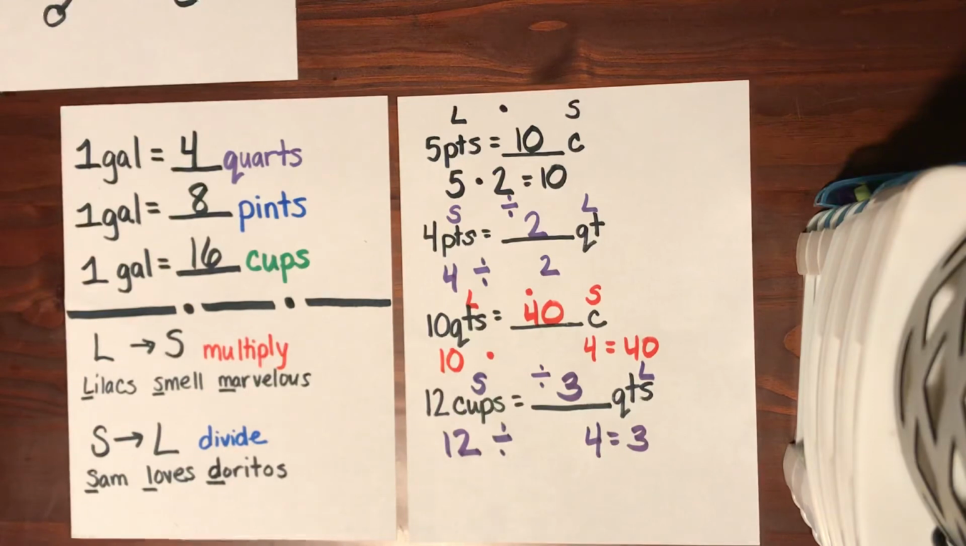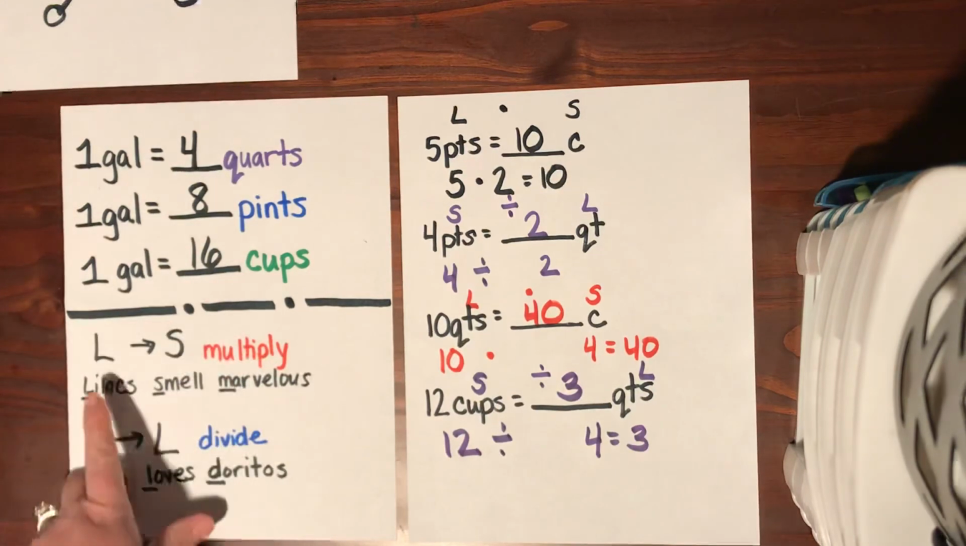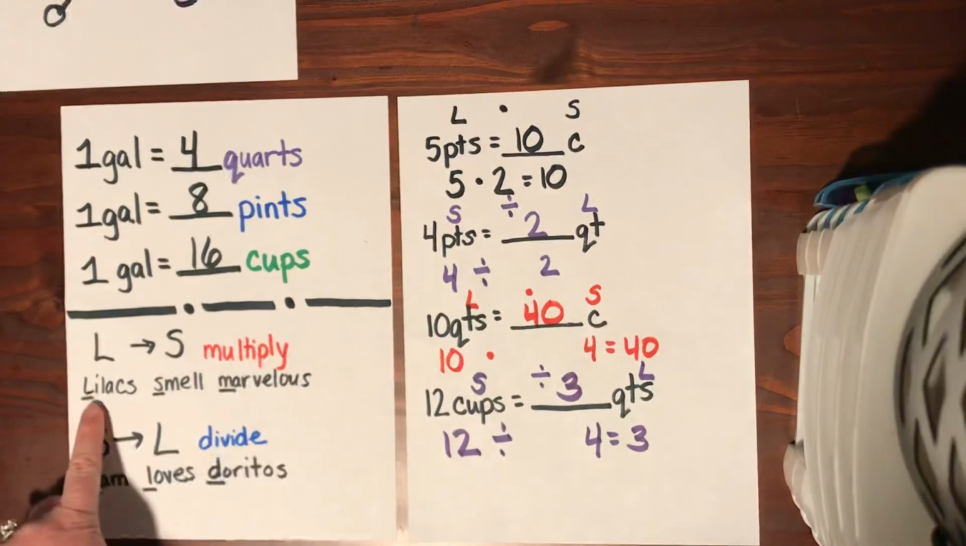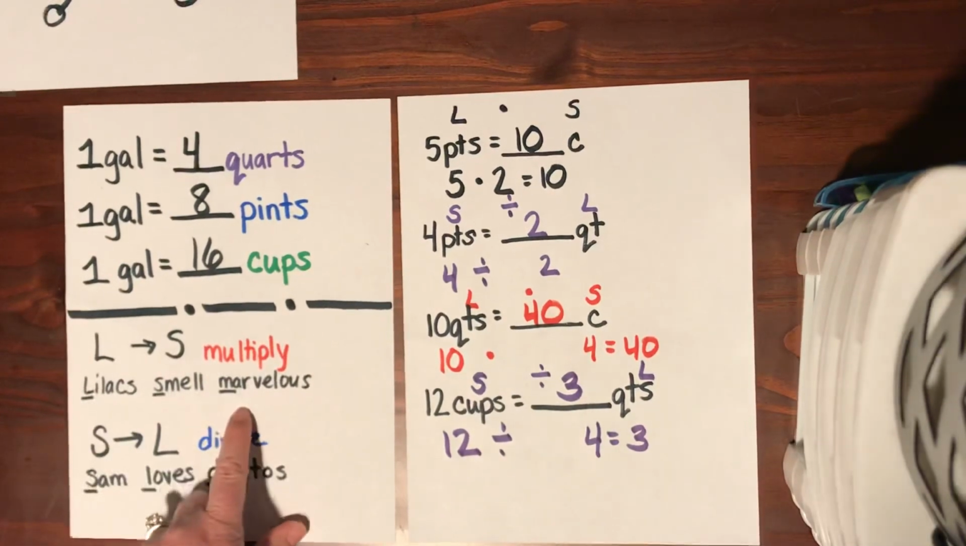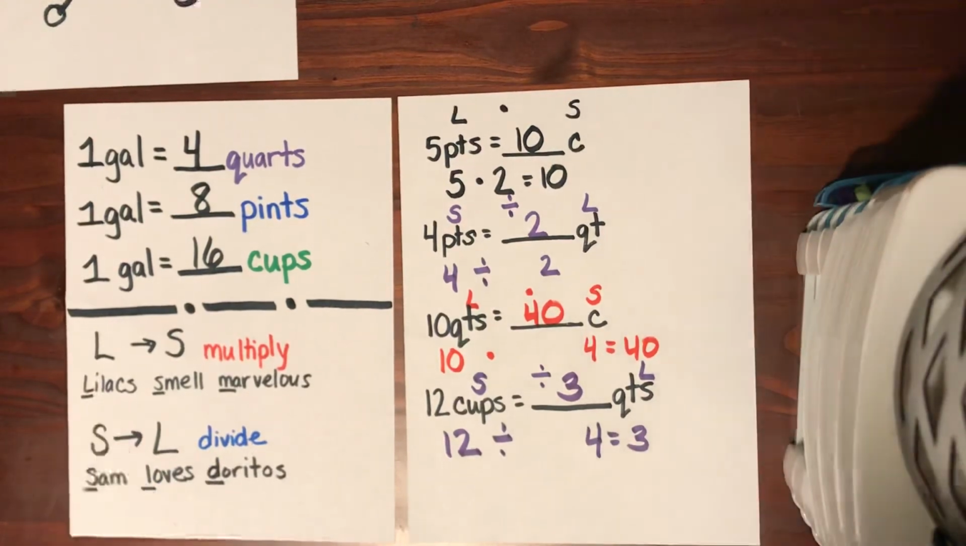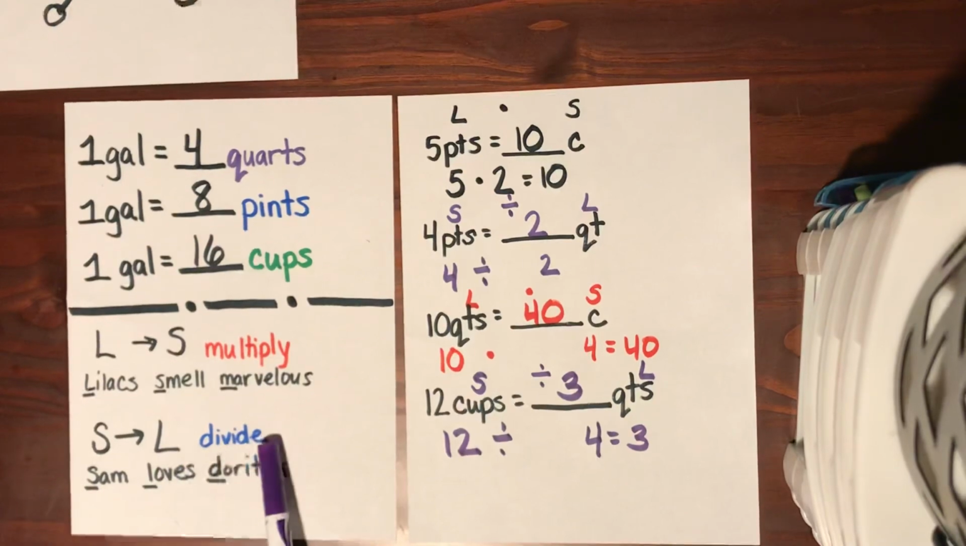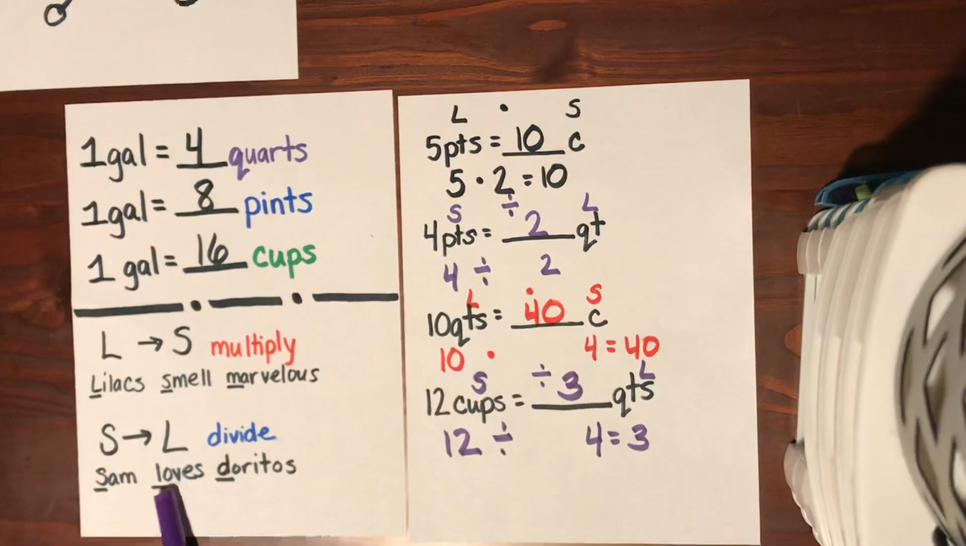You can pause this video at any time if you would like to jot down these rules. But remember, the mnemonic to remember if you're going from a larger unit to a smaller unit, to multiply, the mnemonic is lilacs smell marvelous. Again, lilacs are pretty flowers. And then if you're going from a smaller unit to a larger unit, you're going to divide. Sam loves Doritos.